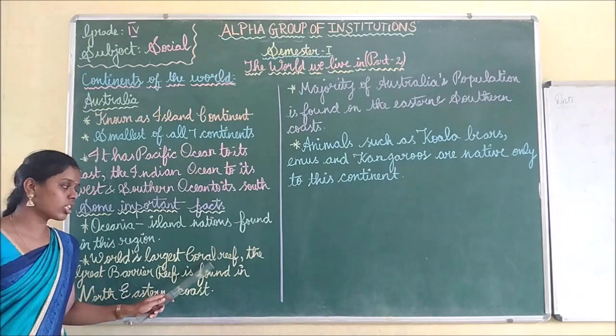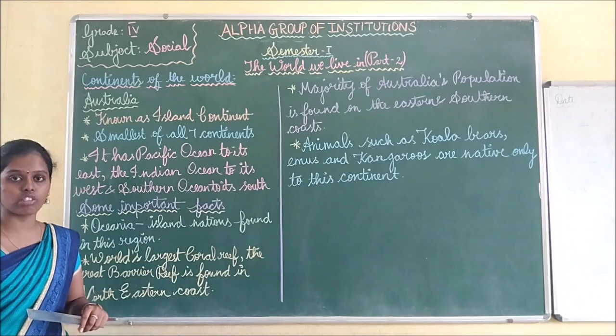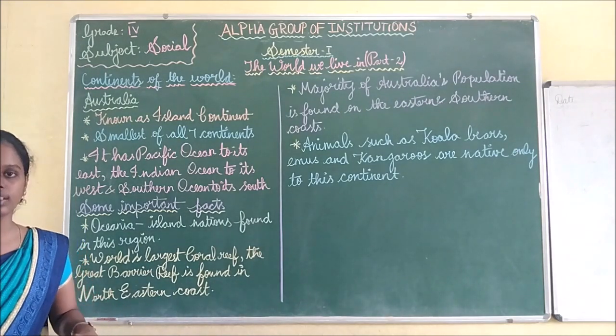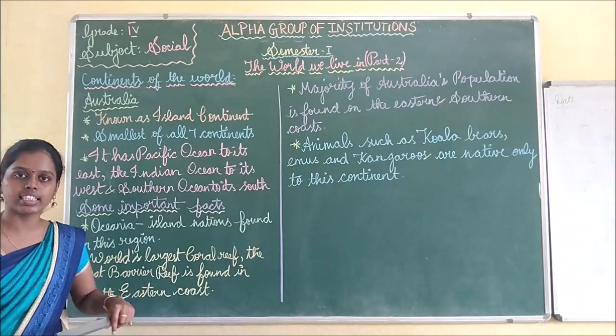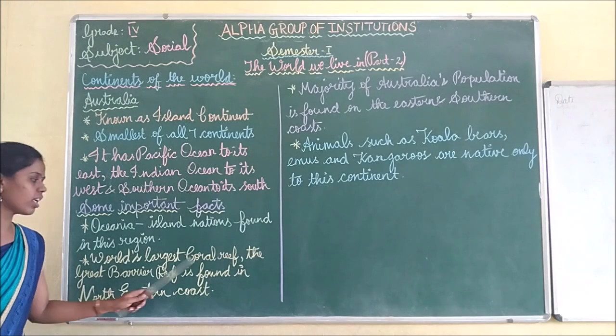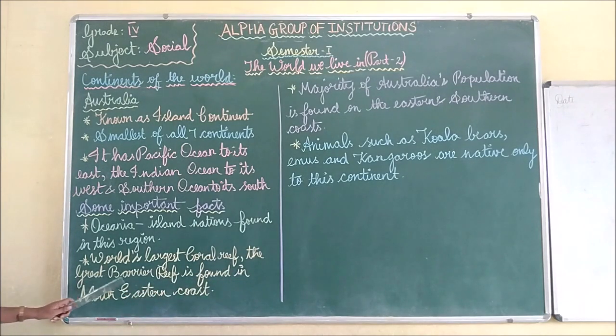So, world's largest coral reef. Coral reef means it is an underwater ecosystem. There is an ecosystem inside the water, in the depth of water, that is known as coral reef. What's the name of the coral reef? Great Barrier Reef. It is the world's largest coral reef and it is in the northeastern part of Australia.